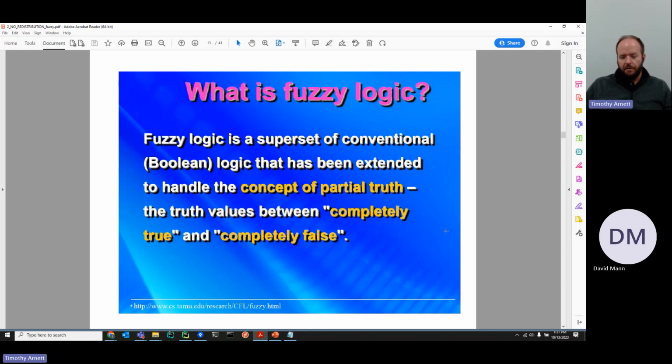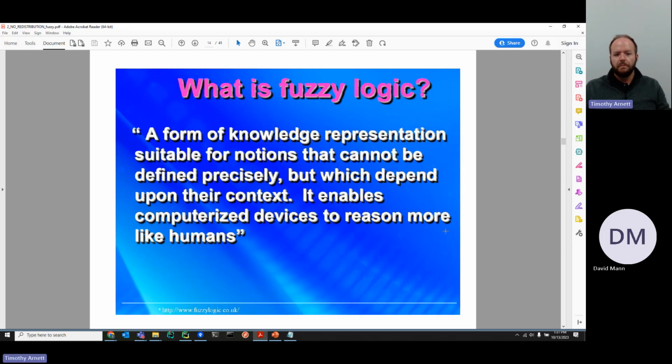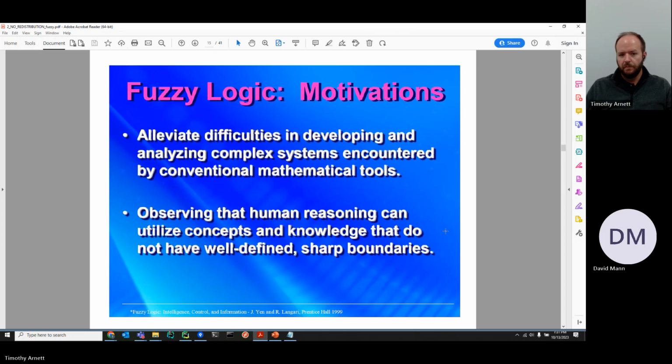We've already gone over this. I don't want to harp on fuzzy logic again. We're going to move on a little bit further and talk about the motivations. Some of the motivations for fuzzy are to alleviate the difficulties in developing and analyzing complex systems encountered by conventional mathematical tools. A typical example that is used for this is in terms of dynamic systems.